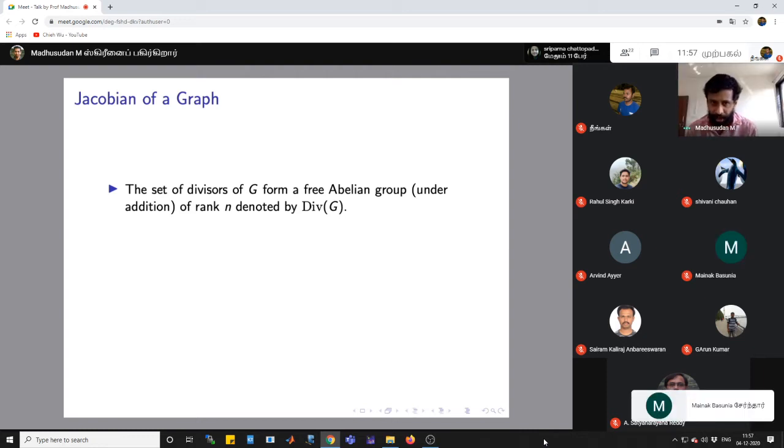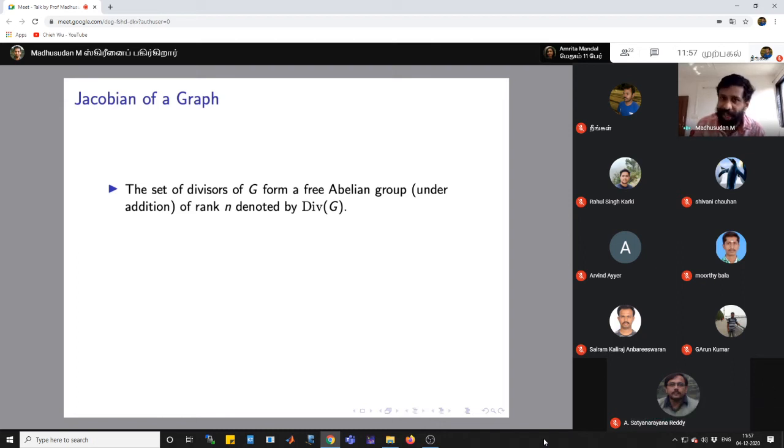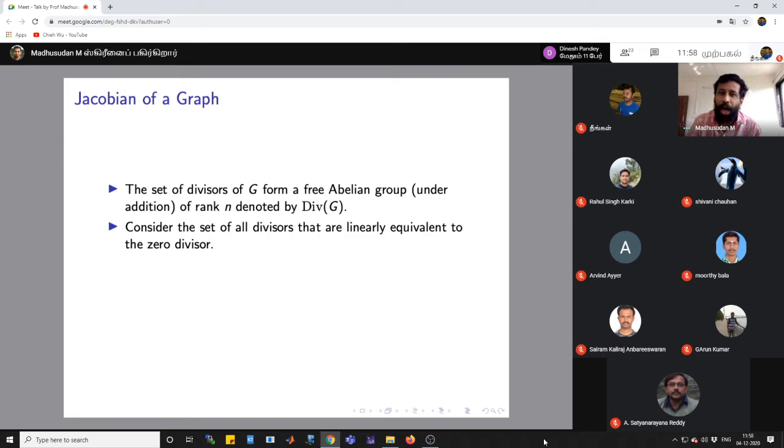Here it is. First note that the set of divisors of G, they form a free abelian group by definition, okay? And there is a natural addition on that, and the rank of this group is the number of vertices of the graph. So let us denote this group by Div G. And now it has some interesting subgroups.